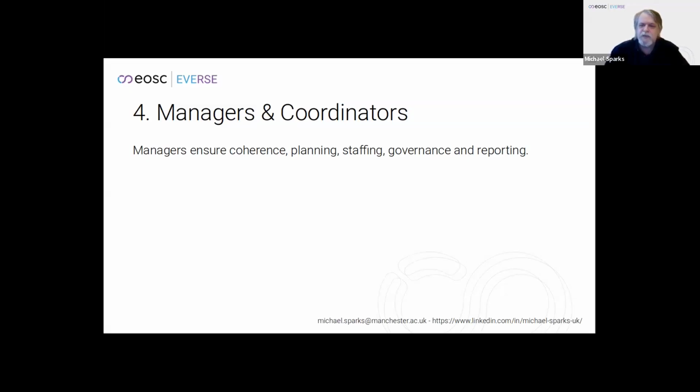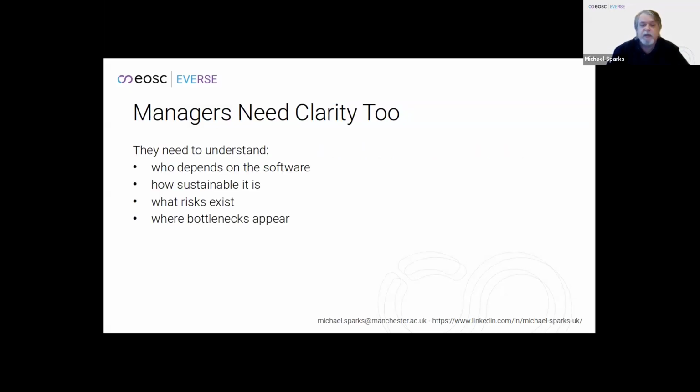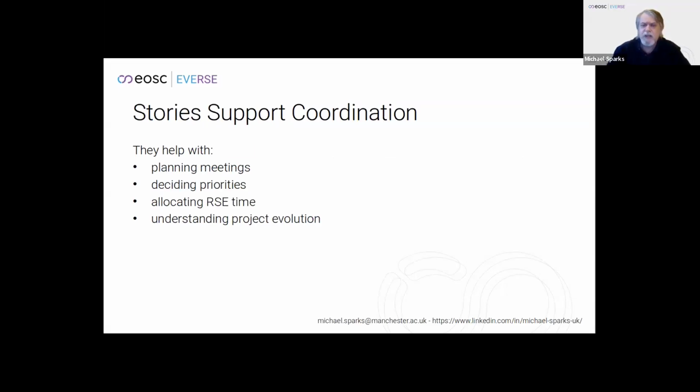And in order to do that effectively, they need to understand what the software is and how risky or fragile it is. And risk management is one of the key things which I think this helps with for them. So again, it depends on the software, how sustainable it is, what risks exist. Like, for example, is there only one engineer or only two engineers, or only junior engineers, or only senior engineers, which is a similar risk for different reasons? And what bottlenecks appear? And so the stories support this coordination between the different groups.